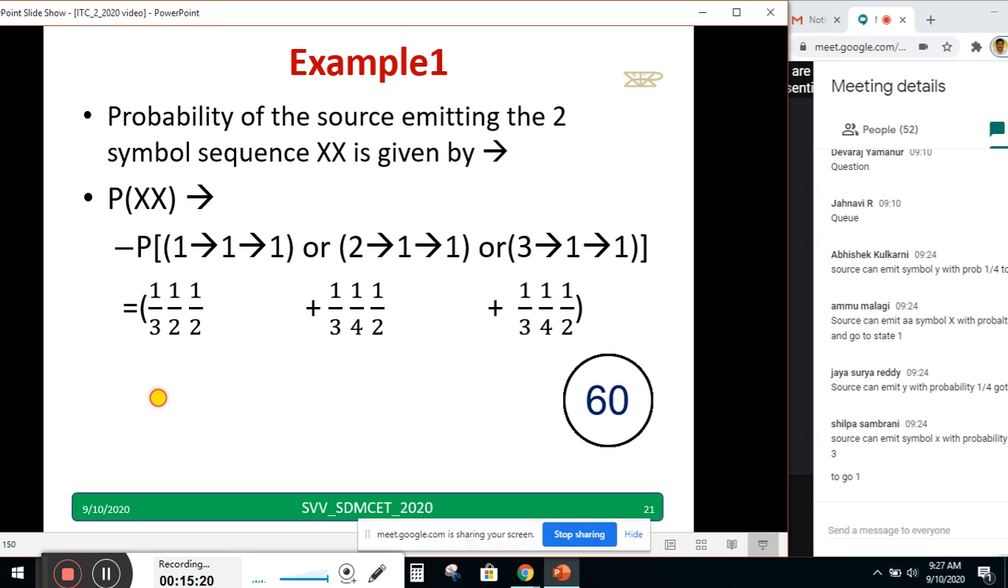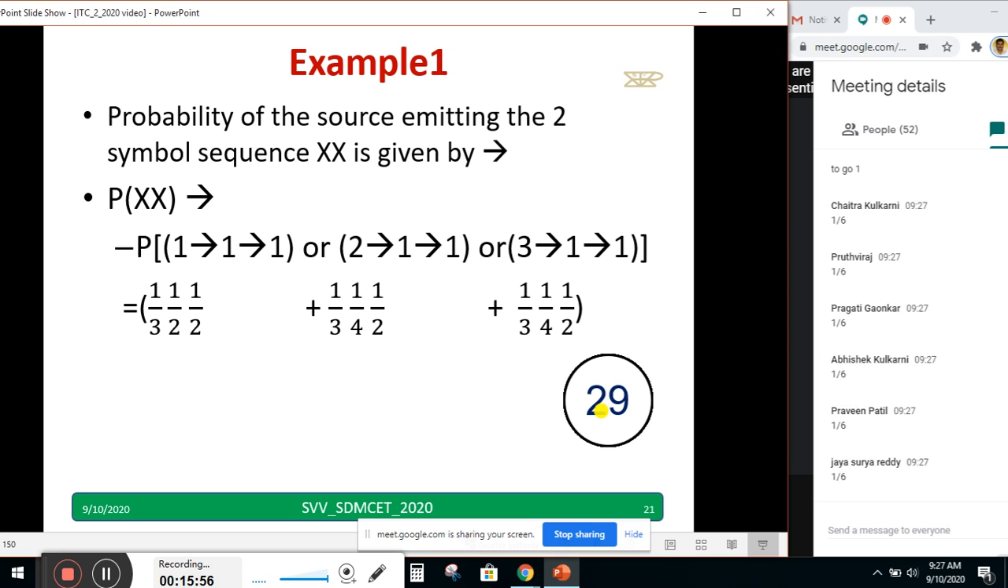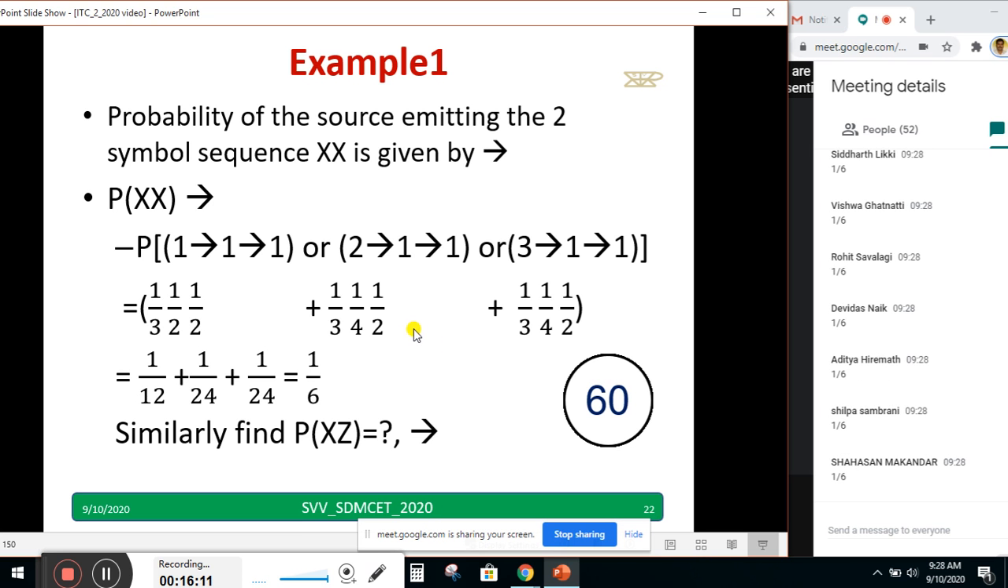Tell the answer. Type your answer in the chat box. Okay, Chaitra Kulkarni wrote 1 by 6, and several other students also answered. Good. The answer is 1 by 6.